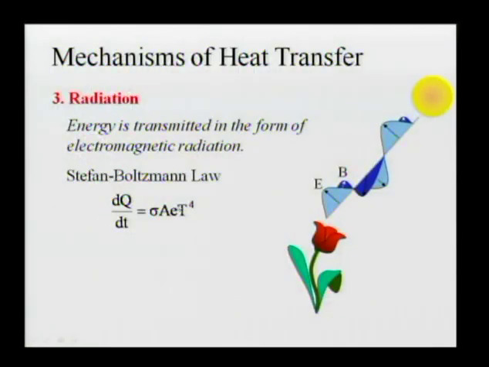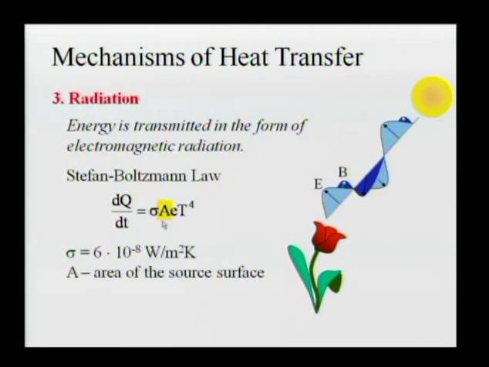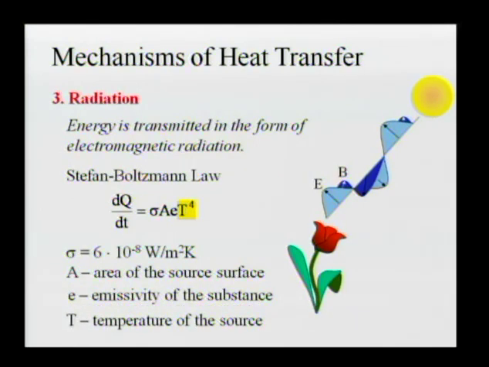How much heat is being emitted from a surface is described by the Stefan-Boltzmann law. In this law, this coefficient over here is a certain constant called Stefan's constant, and it has such a value. A is the area which emits. So if I think about how much heat is being emitted from my face, I will have to put the area of the surface of my face over here. e is characteristic of the substance, so I will have to use the emissivity of the skin in order to figure out how much energy is being emitted, and T is the temperature of the source, whatever the temperature is, because we will talk about temperature in a moment.